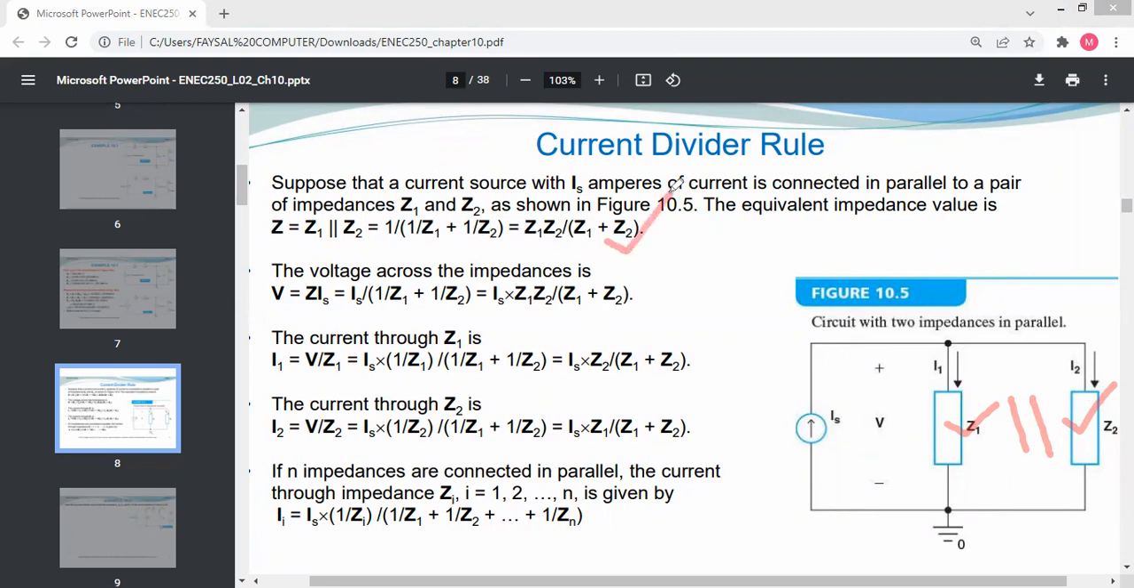After this, the voltage across will be V equals Z times Is. So what is the value of Z? Z value is this one. So this will be the value of V for this circuit.